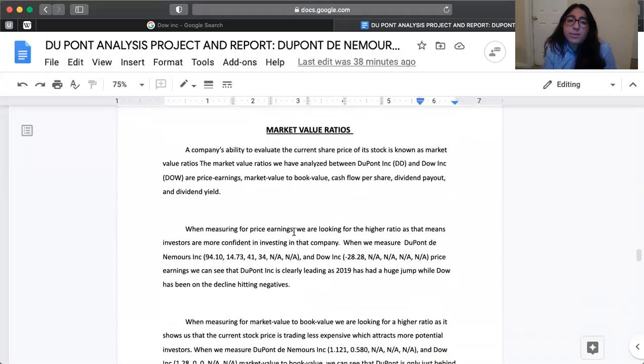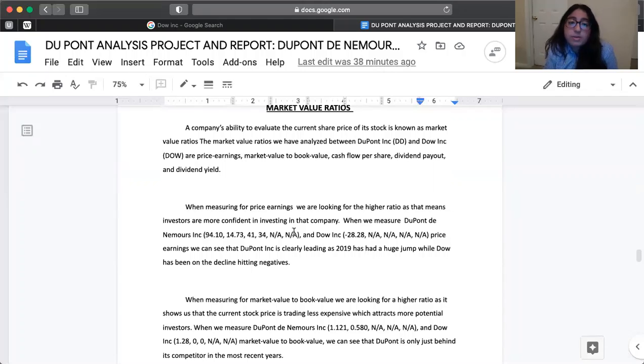Now, let's talk about the market value ratios in both of these companies. A company's ability to evaluate the current share price of its stock is known as market value ratios. The market value ratios we have analyzed between DuPont and Dow are price earnings, market value to book value, cash flow per share, dividend payout, and dividend yield. When measuring for price earnings, we are looking for the higher ratio. That means that the investors are more confident in investing in the company.